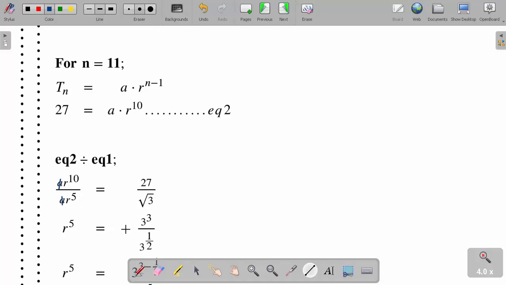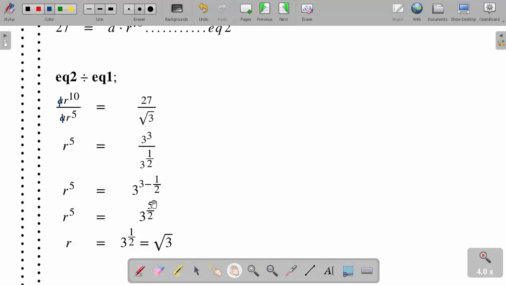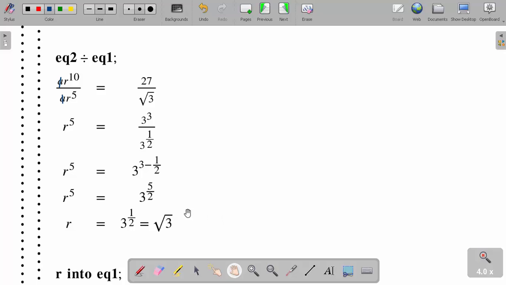So what do I do here? Now root 3 is the same as saying 3 power half, so take it up. It's going to be 3 power 3 minus a half, which is 2.5. So it's going to be R power 5 equals 3 power 5 over 2. Okay, so to find my R, what do I do, guys? I find the fifth root. Let me explain properly here. You see here I have R power 5, right?